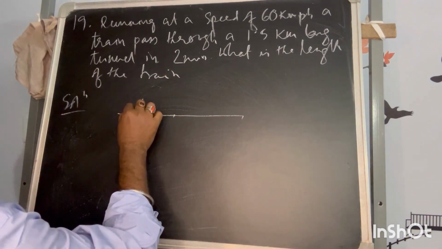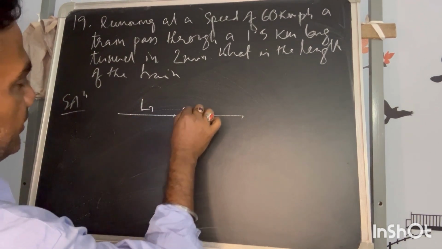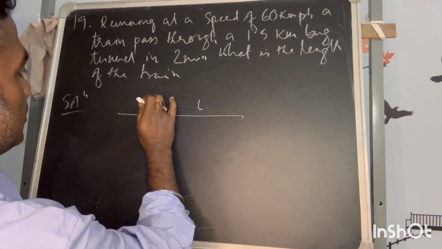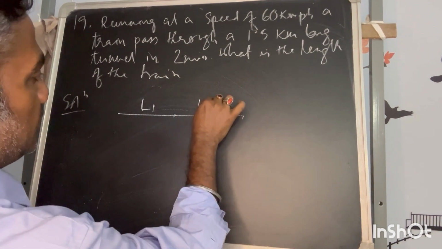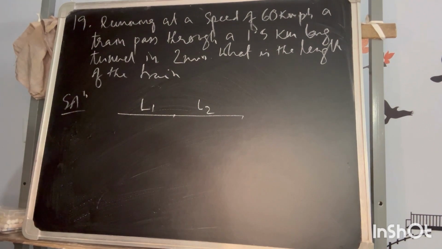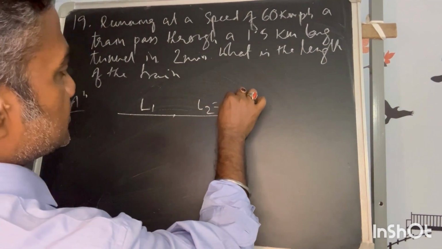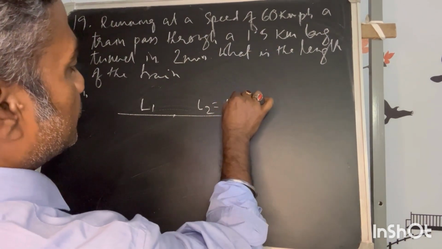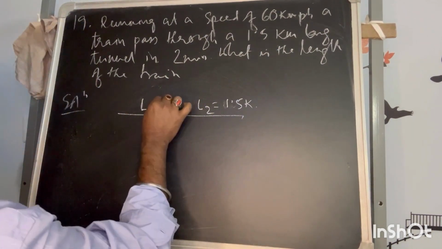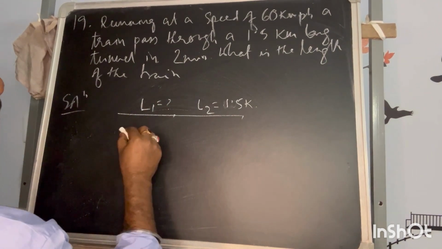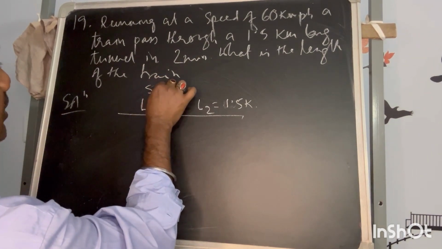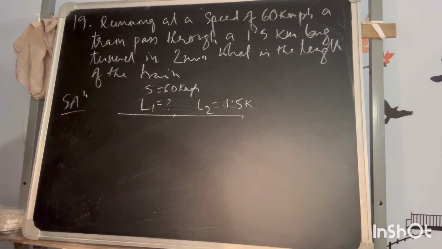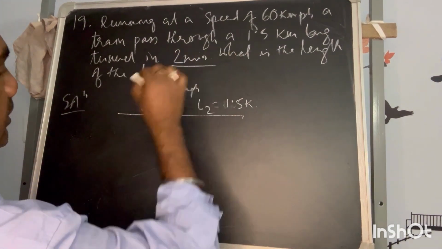So the length of the train, let's say L1, and the length of the tunnel L2. The tunnel is said to be 1.5 kilometer. The train length you have to calculate, and the speed of the train is said to be 60 kmph. So this is crossing in 2 minutes.